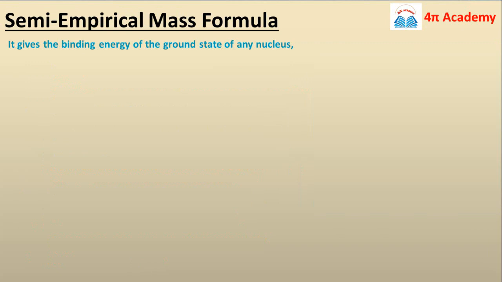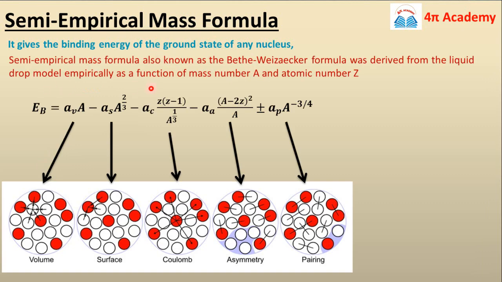Okay, so now we will discuss the semi-empirical mass formula. We have already studied the liquid drop model, and using the assumptions of the liquid drop model, the semi-empirical mass formula has been derived. This formula basically gives the binding energy of a nucleus which is in the ground state. This formula is also known as the Weizsäcker formula, and it is derived empirically using the concepts and assumptions of the liquid drop model.